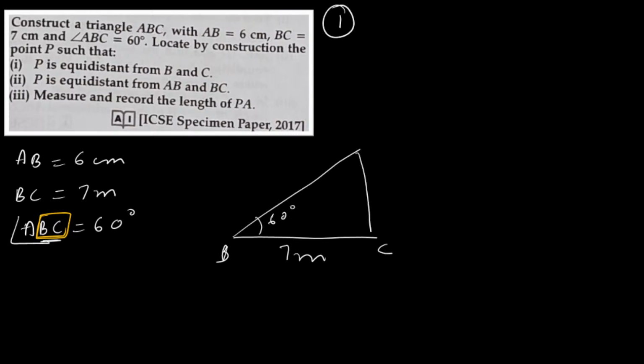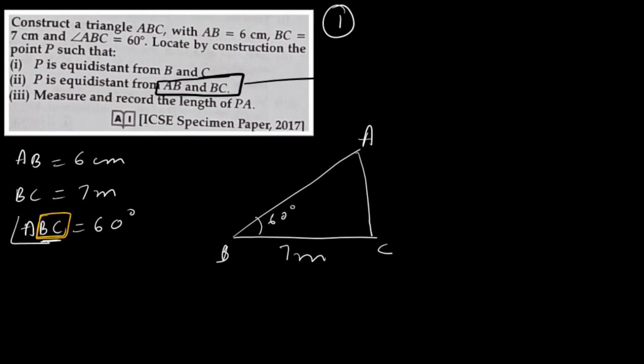So we can complete the triangle. Then we have to draw point P, which is equidistant from AB and BC. See, here we will get point A. So AB and BC I have told you. So this is a locus of the point equidistant from two line segments.